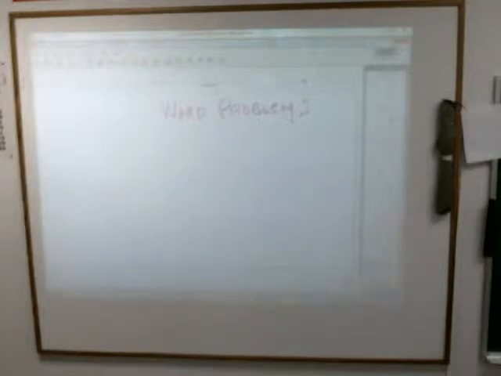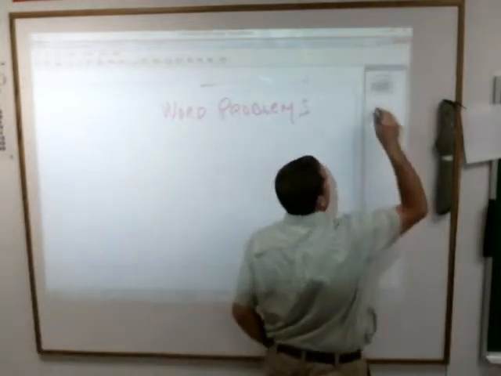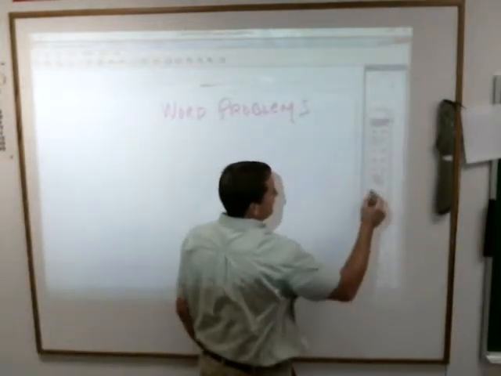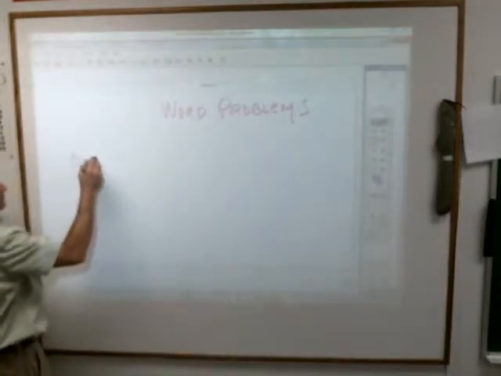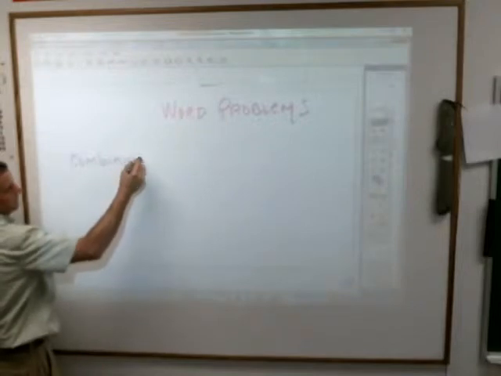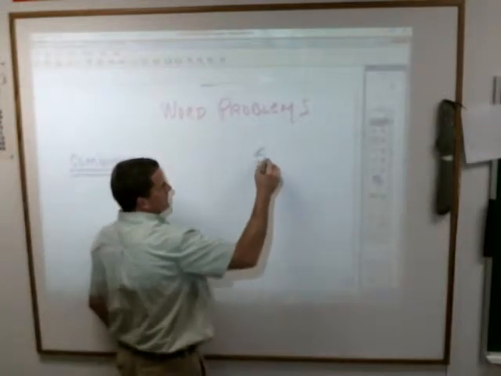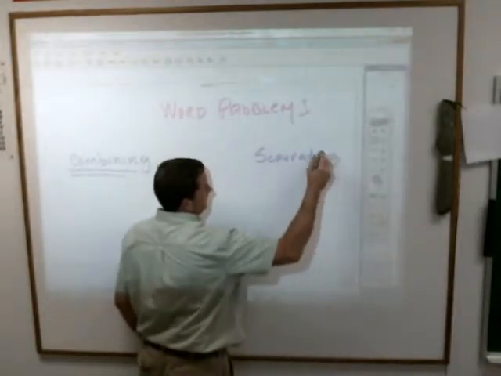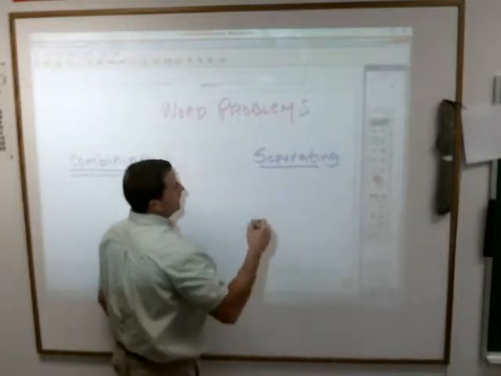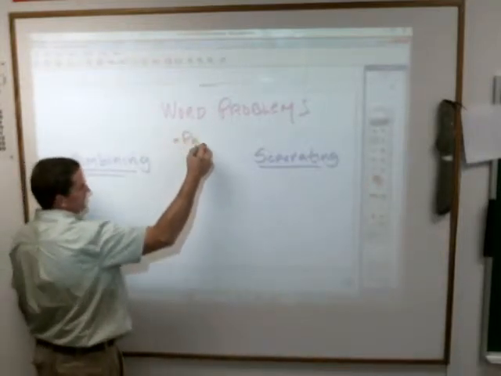And the specific things about today are two different types. One of them is word problems about combining, and word problems about separating. And we are looking for, children, the patterns.